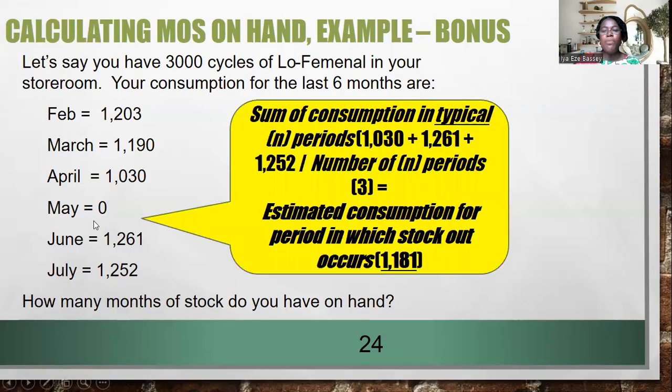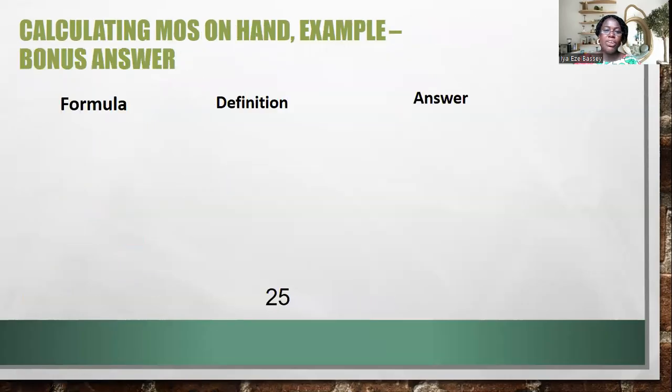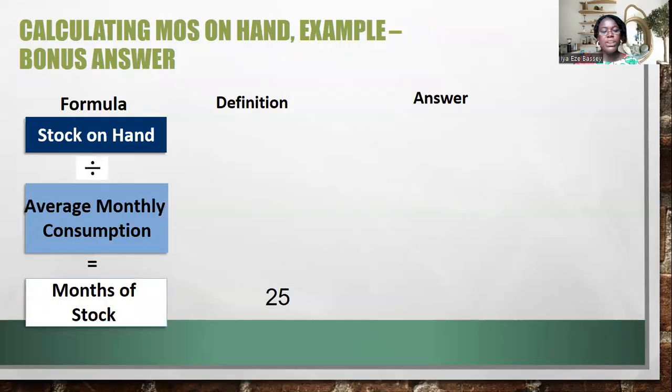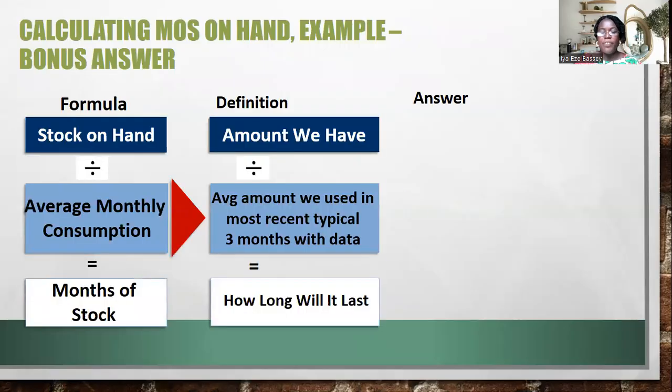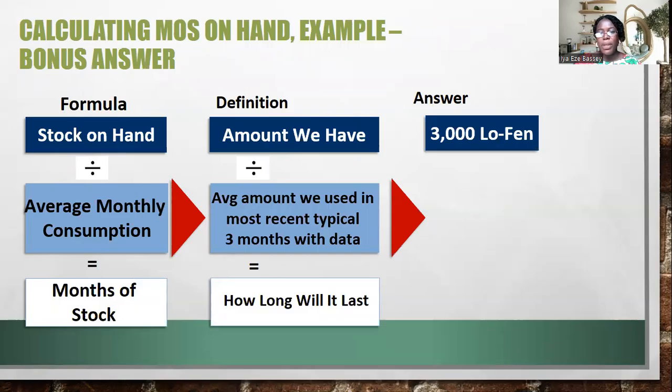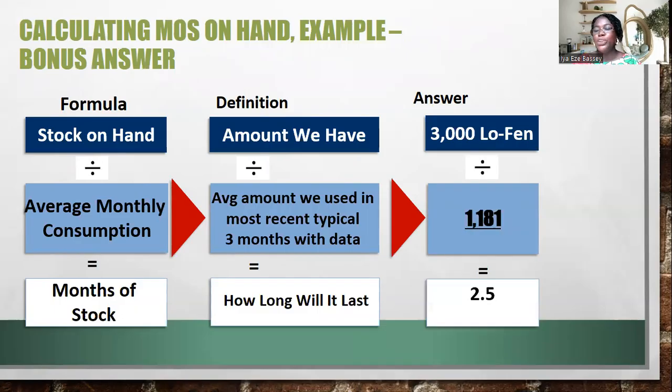So your sum of consumption is your April, your June, and your July, add them together and divide them by 3. When you do that, you have 1,181. All right. So let's look at it again. So this months of stock, I will define that. So you have 3,000 Lo-Feminal, you have your average consumption of that. So what you will have is 2.5 months of stock. Very, very easy.